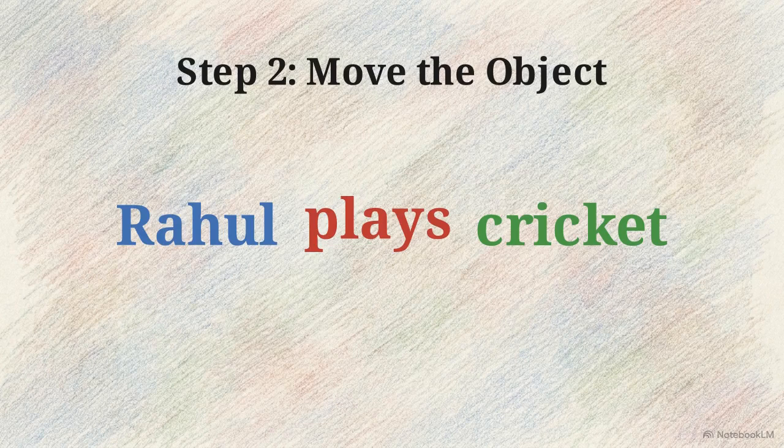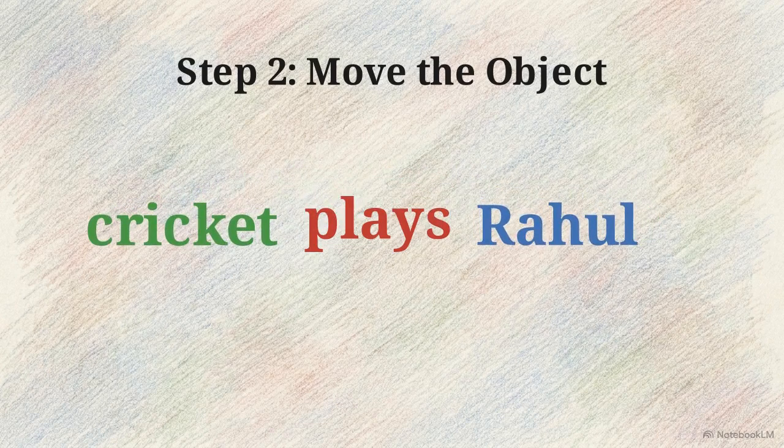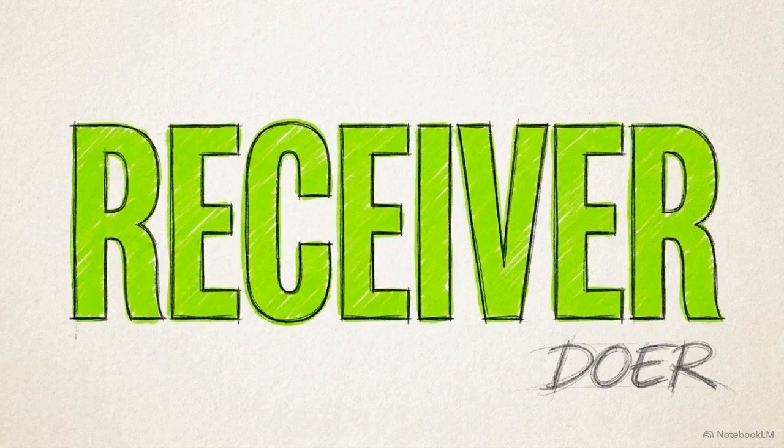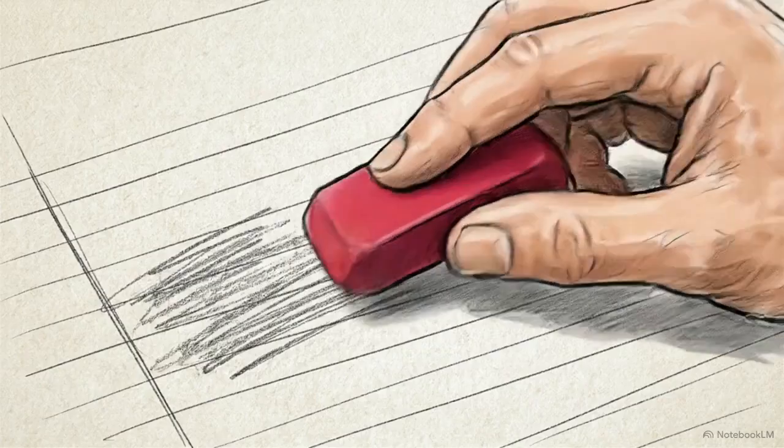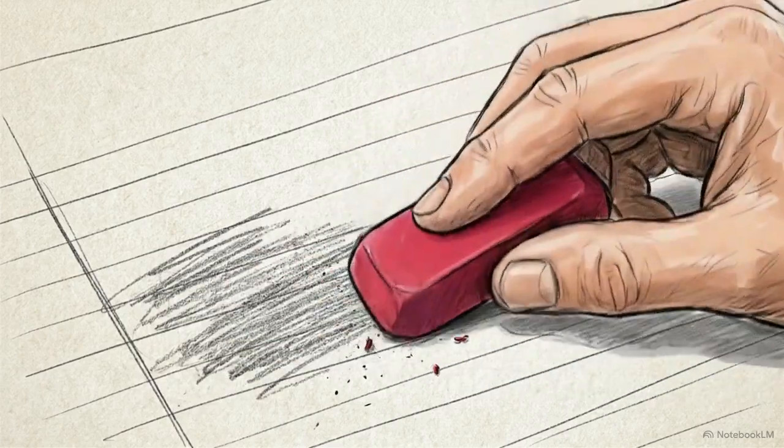Make that object the new subject of your sentence. Watch how the green word, cricket, detaches and slides to the far left, taking the original subject's place. By physically moving the object to the front, the sentence is now about the receiver of the action rather than the doer. The structure is set, but now the verbs must adapt.